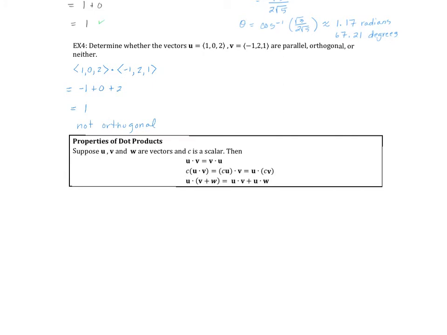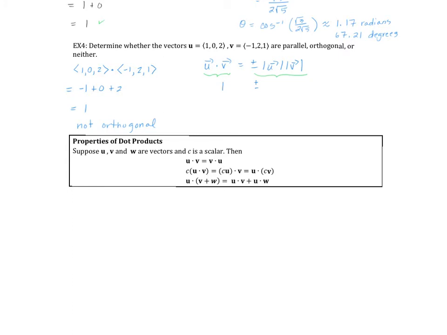So let's see if they're parallel. Vectors are parallel if the dot product is equal to plus or minus the magnitude of the product of the vectors. So all we have to do is compute these separately. The dot product, we already found that was 1. Now when I compute the product of the magnitudes, it'll be plus or minus.